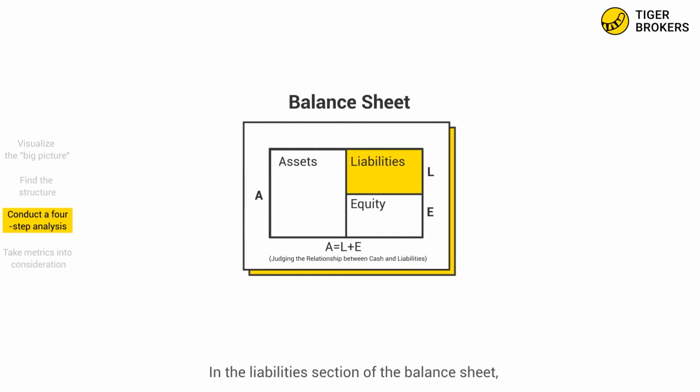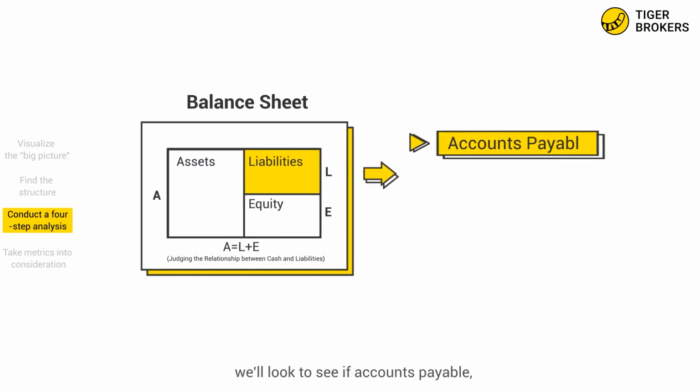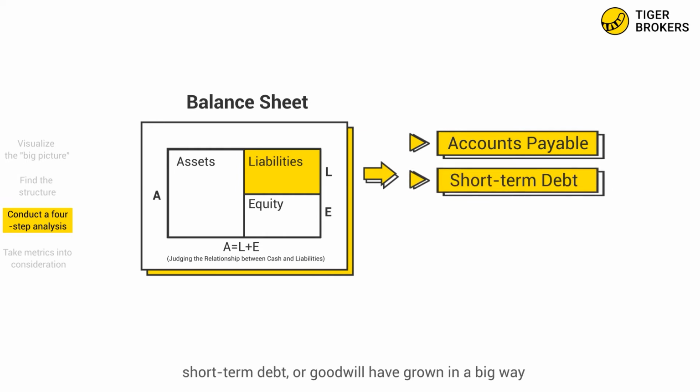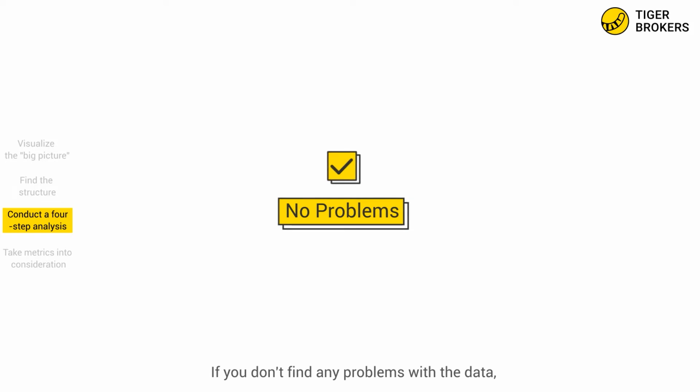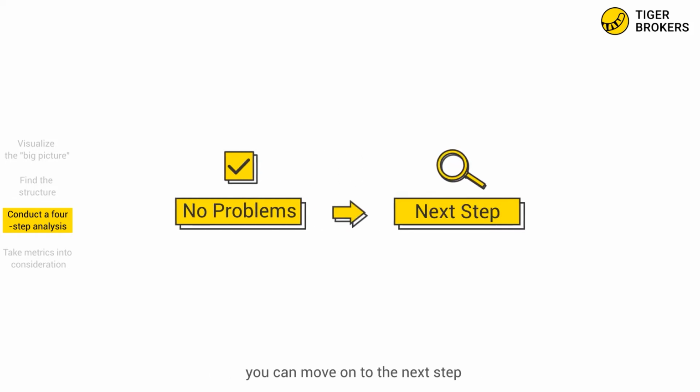In the liability section of the balance sheet, we'll look to see if accounts payable, short-term debt, or goodwill have grown in a big way. If you don't find any problems with the data, you can move on to the next step.